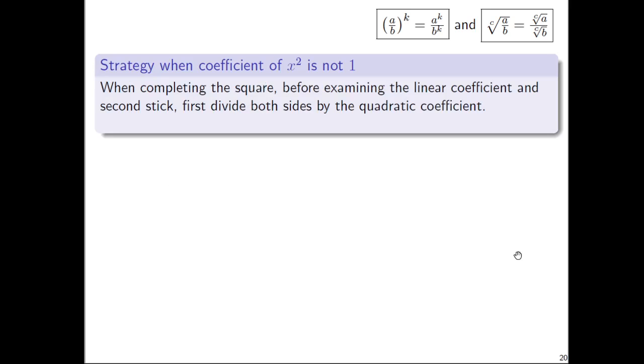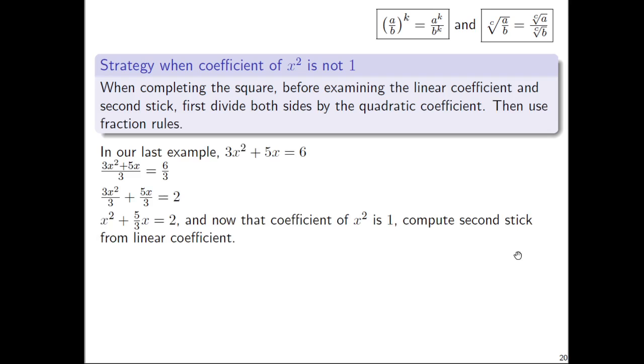So here's the point: there's a strategy we can apply when the coefficient of x squared is not 1. When completing the square, before examining the linear coefficient and the second stick and all that kind of stuff, first make sure that there isn't some additional number in front of the x squared, like a 3. We want there to only be a hidden 1 in front. So to do that, you first divide both sides by the quadratic coefficient and then use fraction rules.